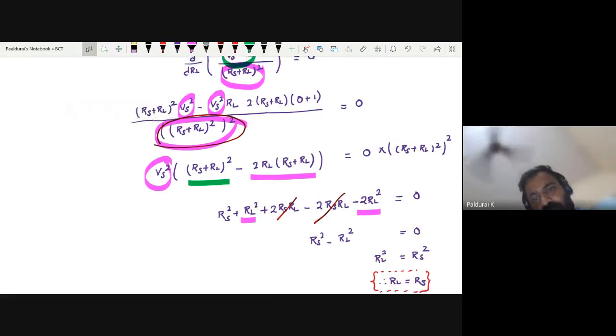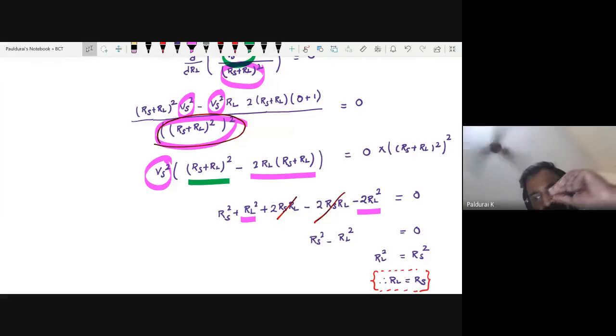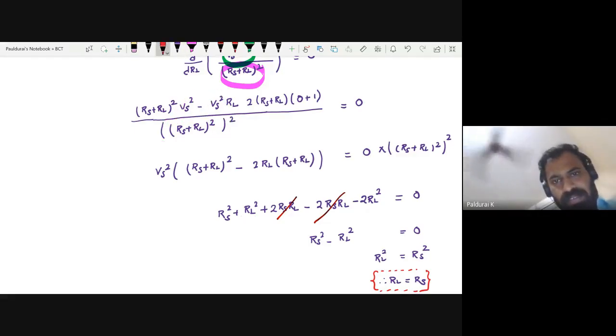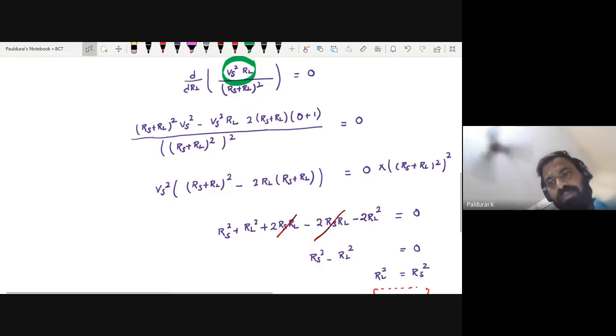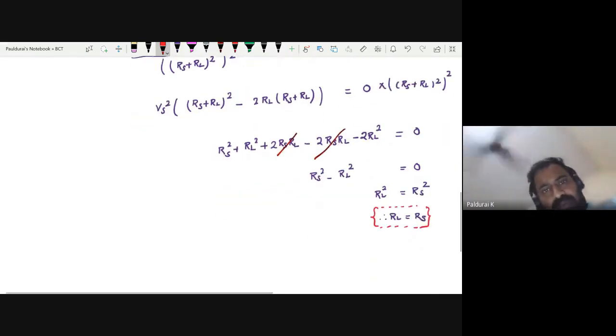So I hope you enjoyed this concept, right? This is just for your knowledge. So RL equal to RS. Now we will go to the next case. I will forward my material in which this derivation will be given, you don't worry. So now can I move to the next case?